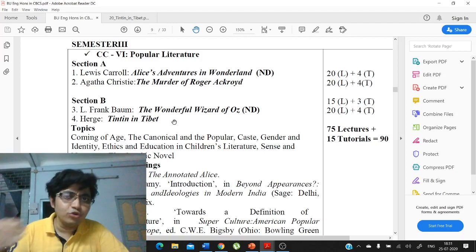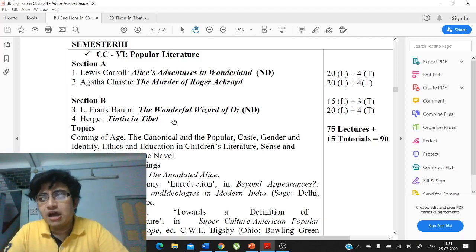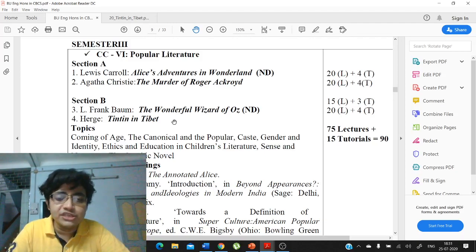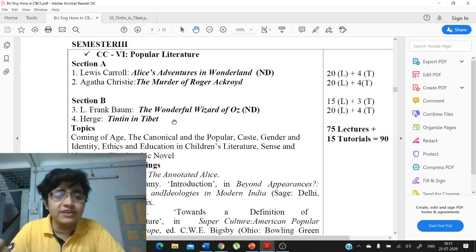You have to know about what is popular literature, how it differs from the classical literature, from the canonical high literature. We have to know about what is graphic narrative, what is comics, about the genre of comics. You have to know about the detective fiction, the coming of age novel, gender and identity in these texts, ethics and education in children's literature, what is children's literature, the definition and scope of children's literature, the basic difference between sense and nonsense, and of course what is nonsensical literature.